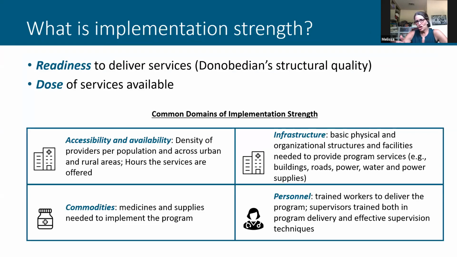And this term may be less familiar to those of you who haven't interacted with the RADAR tools before. Implementation strength. We think about implementation strength as the readiness to deliver services. If you're familiar with Donabedian's framework, part of implementation strength is structural quality. We think of it as the dose of services available. I'm not going to read through these boxes at the bottom, but components or domains of implementation strength are accessibility, availability, infrastructure, personnel, and commodities.